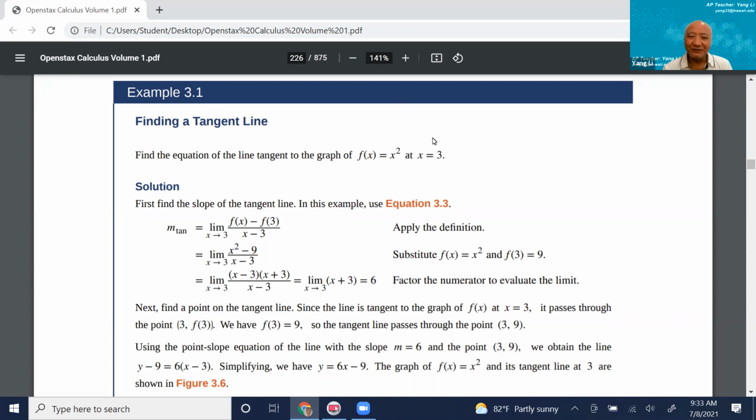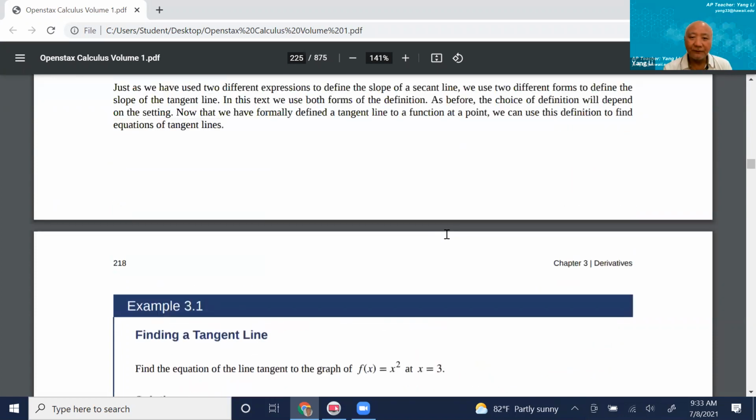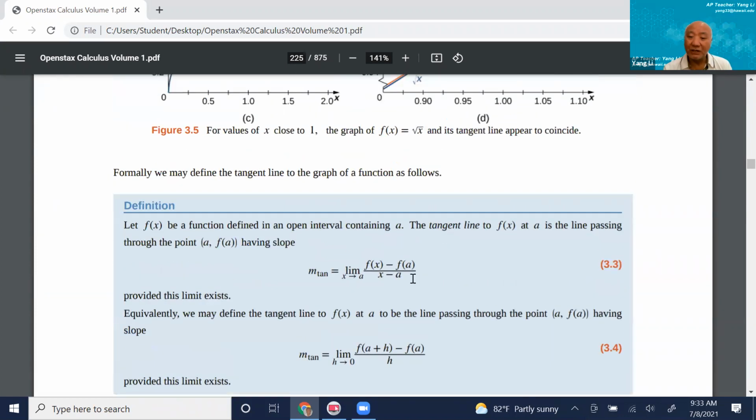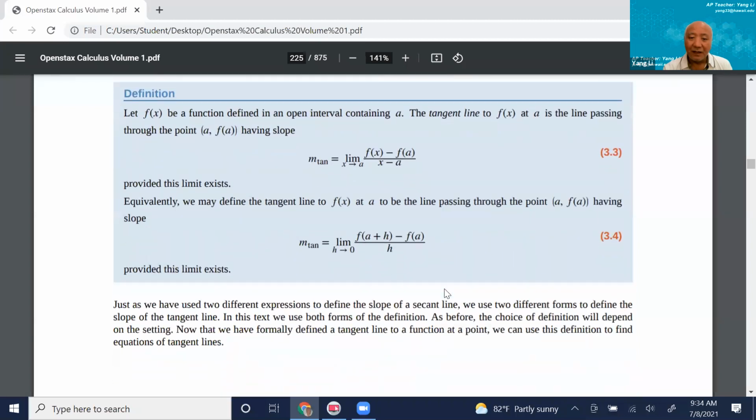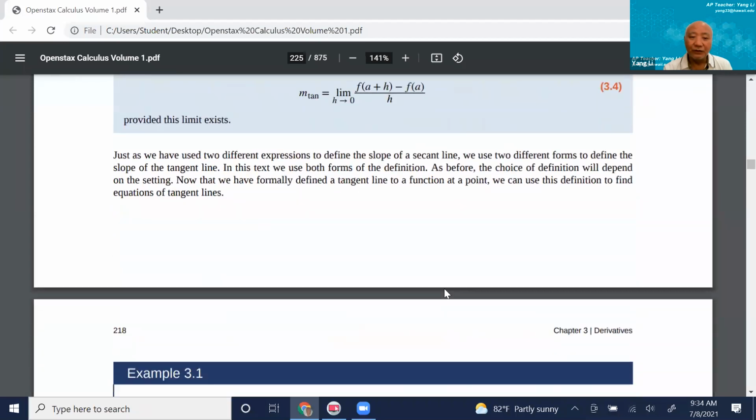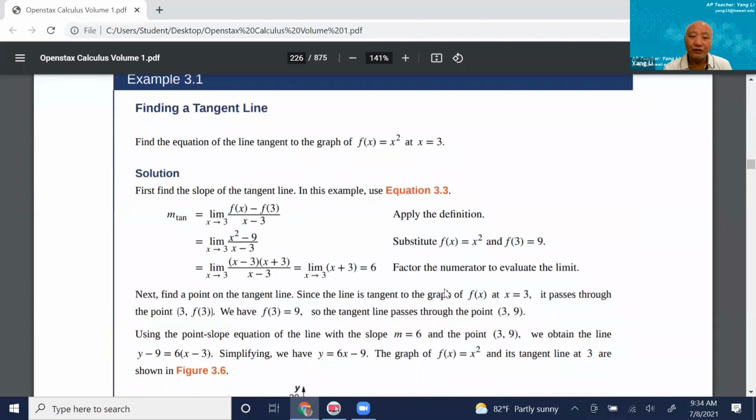Let's continue with the calculus here. Last video, we discussed example 3.1. We were using the formula of the slope of the tangent line in this format: f(x) minus f(a) over x minus a, limit as x approaches a. Now we're going to go over example 2 here.